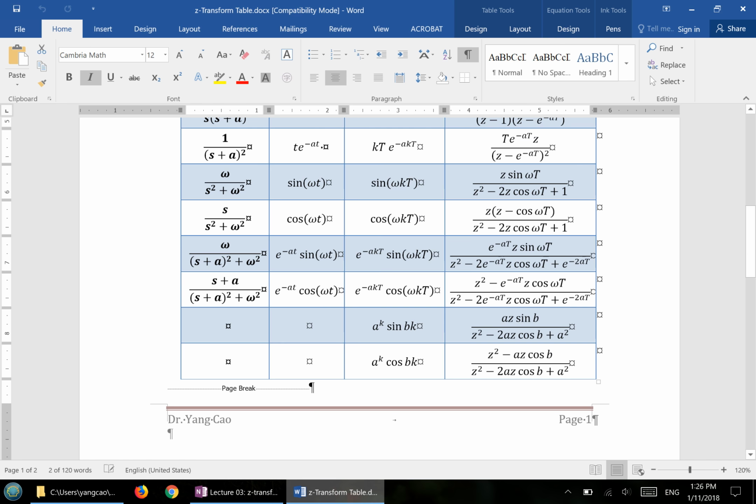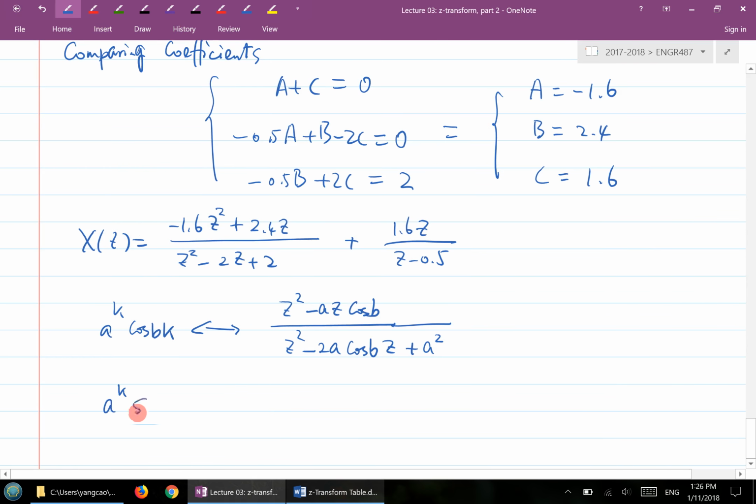Maybe I'll just write this term here too. So a to the power of k sine bk corresponding to az sine b, and then the same denominator. Okay, so we're going to try to make use of this here.